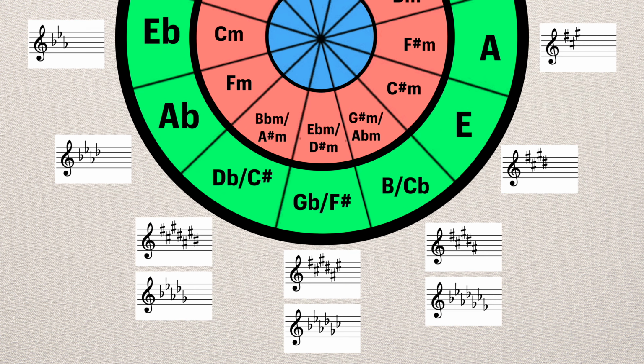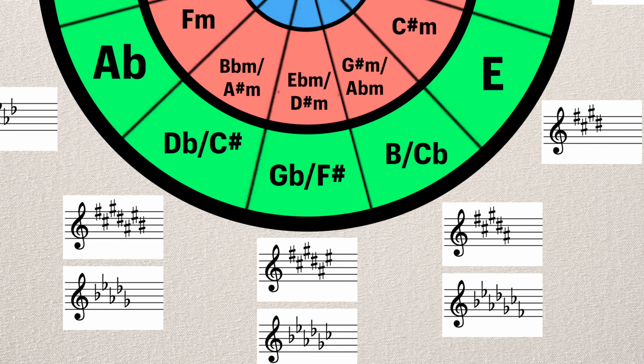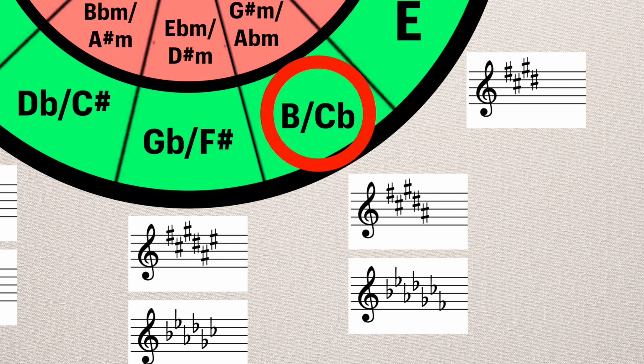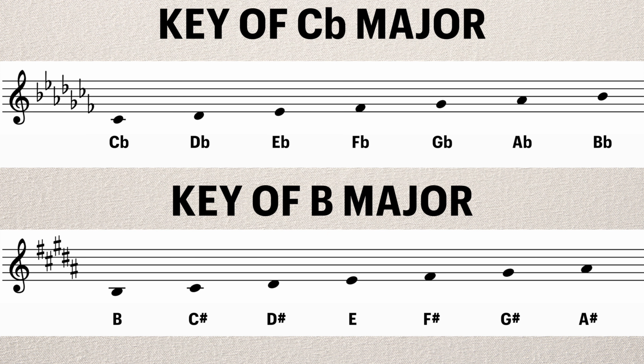Notice that the 3 at the bottom are in pairs. These pairs of keys, they sound exactly the same, they're just called different things. For instance, the key of B major and the key of C flat major, if you played them on your instrument, they will sound the same. But on paper, they would be labeled differently. Ultimately, even though that seems kind of pointless, there is a time and place for C flat major, and there is a time and place for B major.